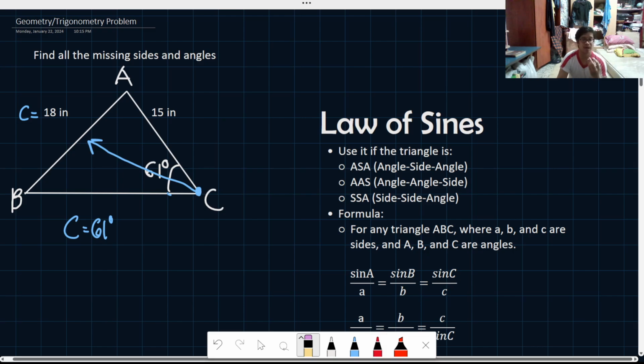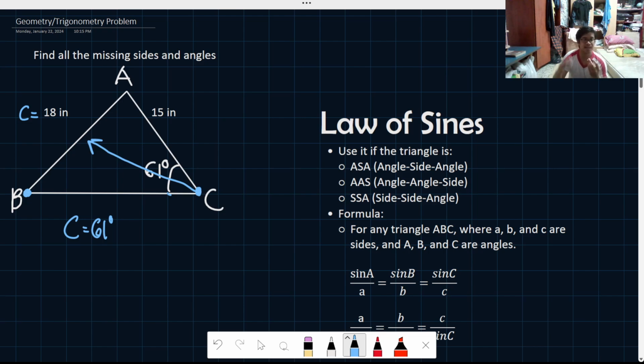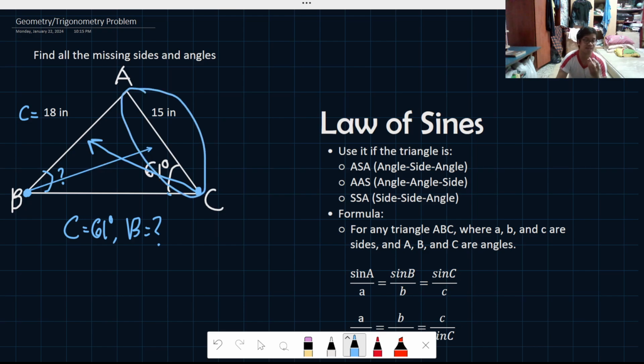Now, let's try B. The capital B here is missing, so angle B is missing. If you take a look at where it is facing, it faces here. This part of the triangle would be your small letter b. So that means 15 inches is small letter b.